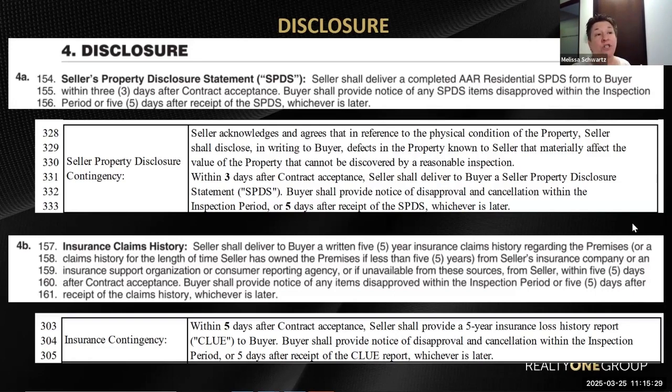So the CLUE report is only orderable through LexisNexis. You cannot get it from your insurance company. Otherwise, you would call your insurance broker and say, can you please send me a 5-year claims history? And they can get that without buying a CLUE report. They just send you a letter. They look in their computer system and go, no claims.